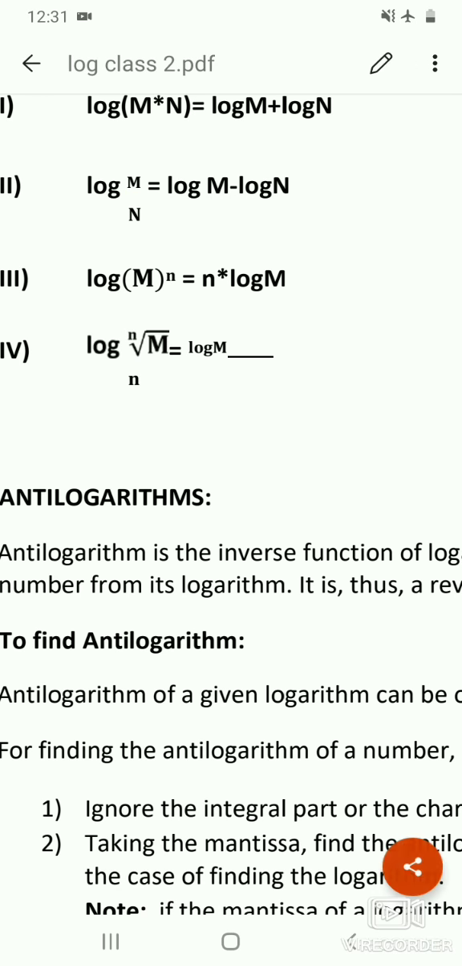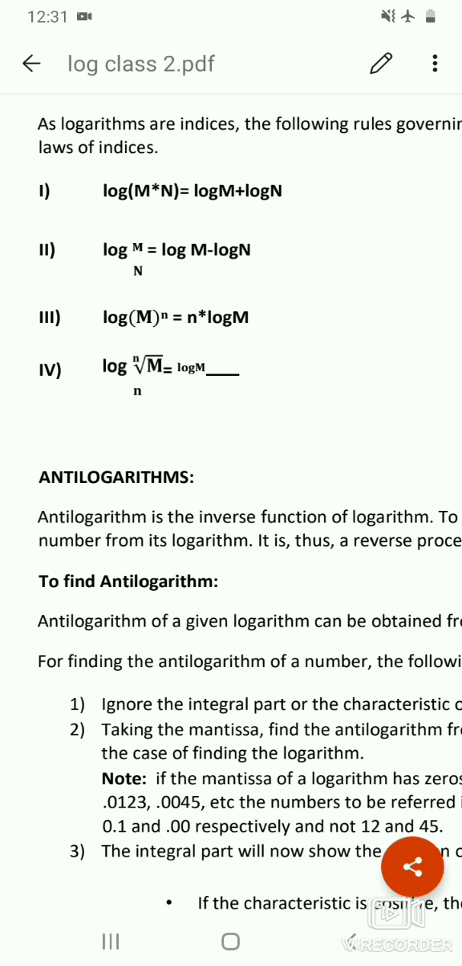The problems related to these we will be solving once we study how to find out the anti-logarithms. So these are the laws: log of m into n can be written as log of m plus log of n. So here multiplication is converted into addition, because instead of multiplication, addition is quite easy. Similarly, division is converted into subtraction using logarithm. And the third law is log of m raised to n is nothing but n into log of m. So let's see anti-logarithms.